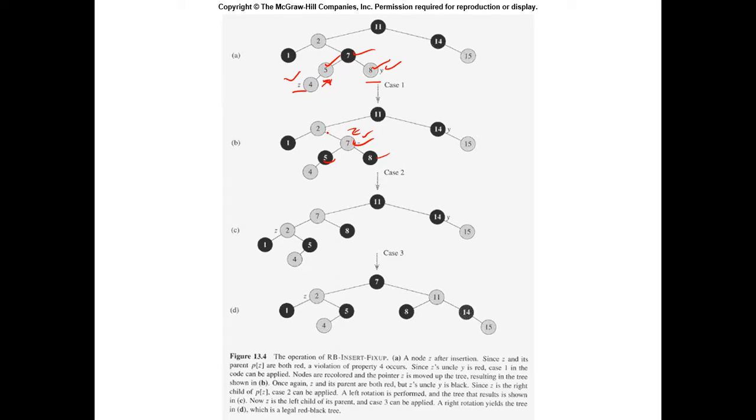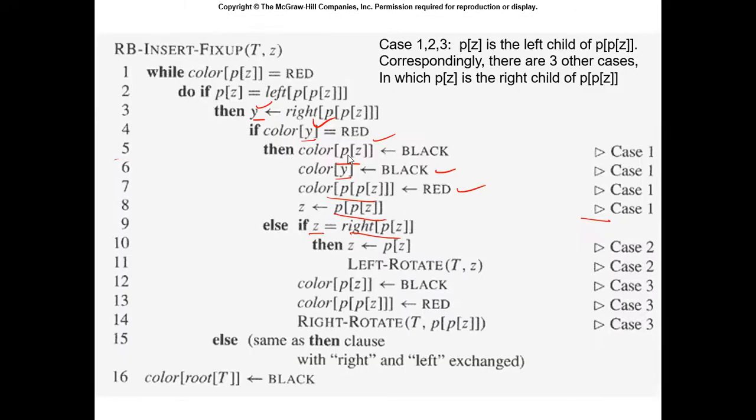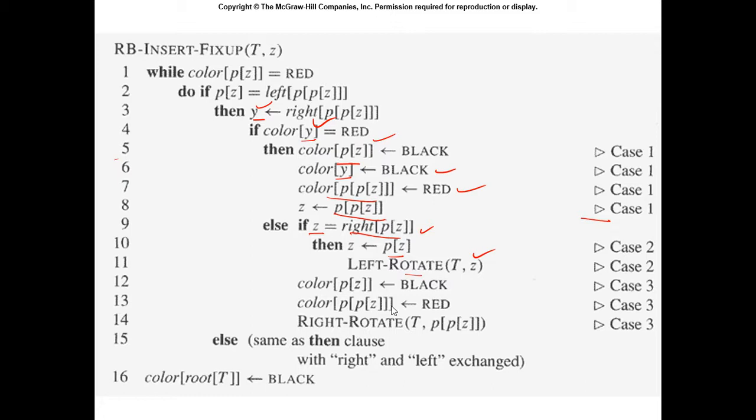So now z is at the right of its parent. Yes or no? Z is at the right of its parent. So this comes under the second case, right? If z is at the right of its parent, then what you are going to do is make parent of z as z, and then you apply a left rotation on z. Okay, and then make the parent color of z black and grandparent of the same red. Again, you apply a right rotation. That is case 3. So you can see first we look at case 2.